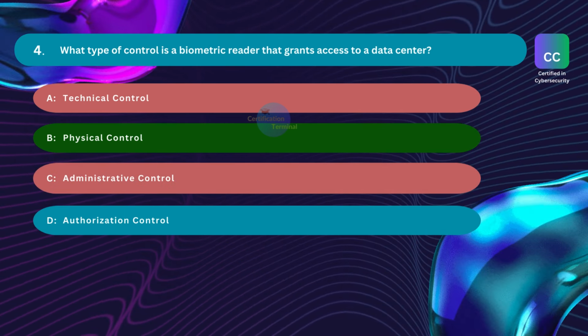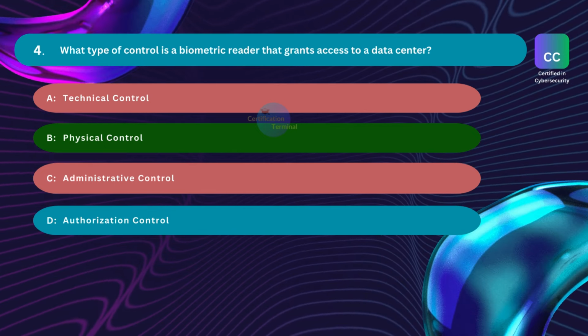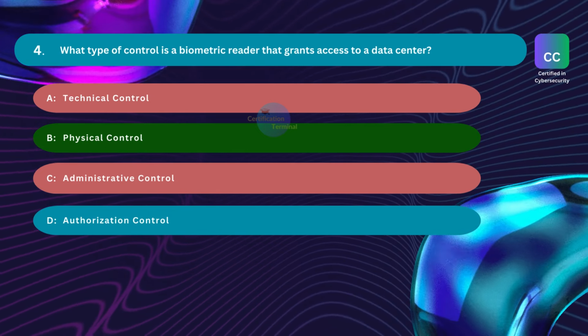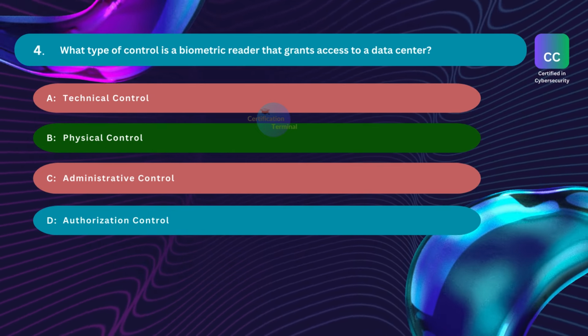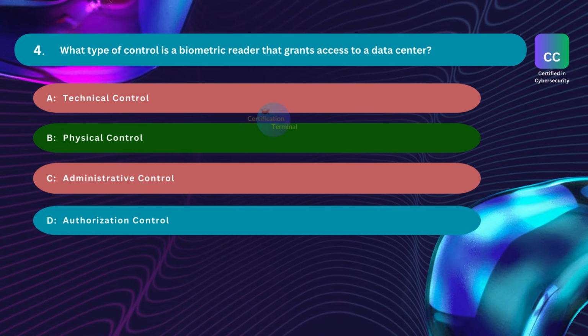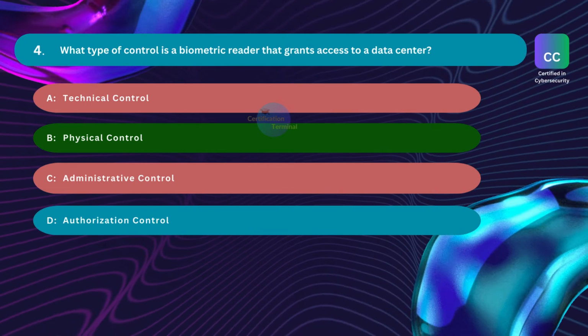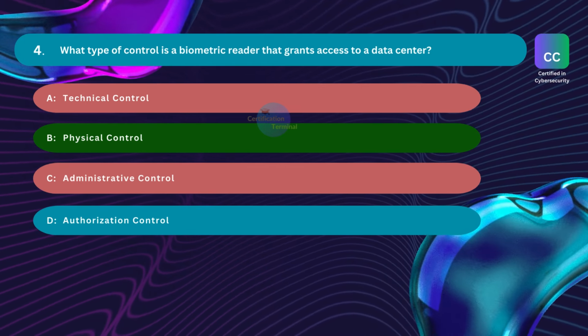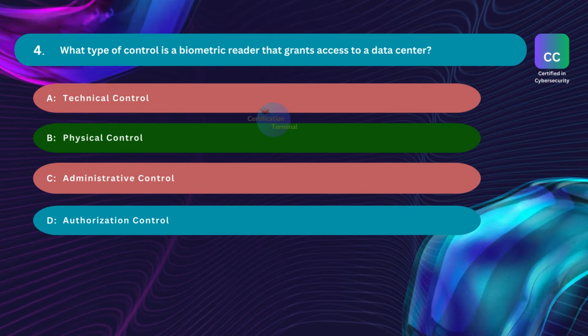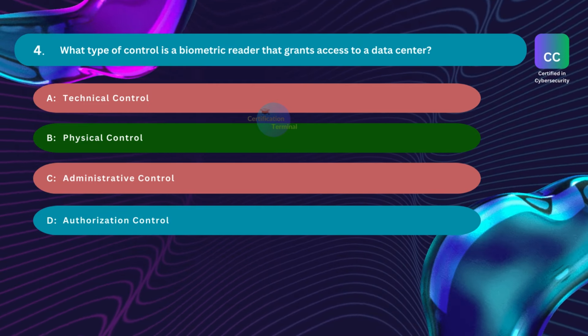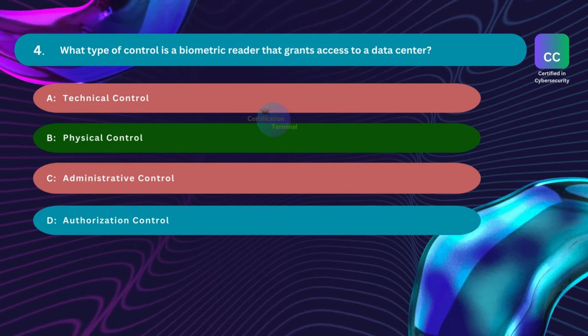Option C, administrative control, is incorrect. Administrative controls involve the establishment of policies, procedures, and guidelines to manage and control access to systems. While administrative controls are crucial for overall security, they are not specifically associated with biometric readers, or the physical access control aspect highlighted in the question.